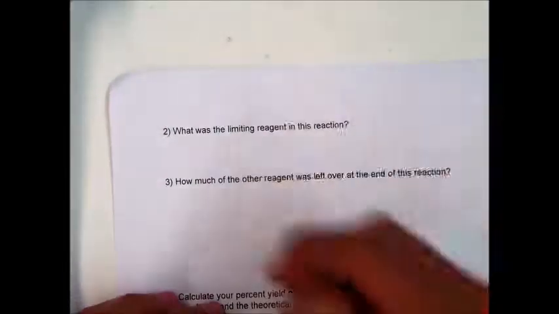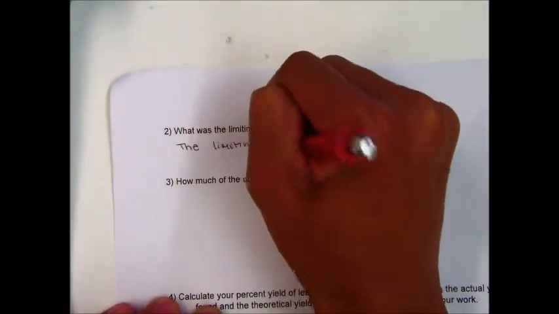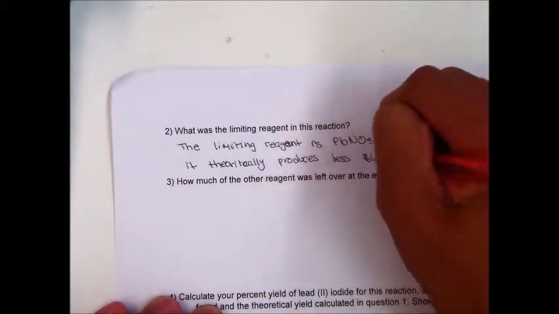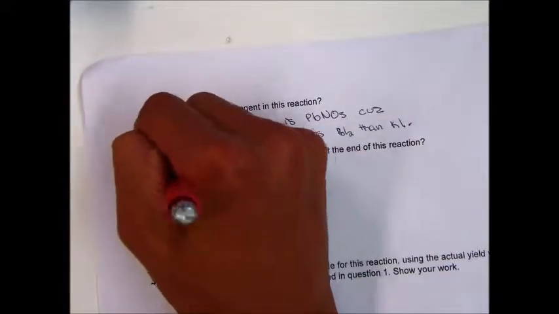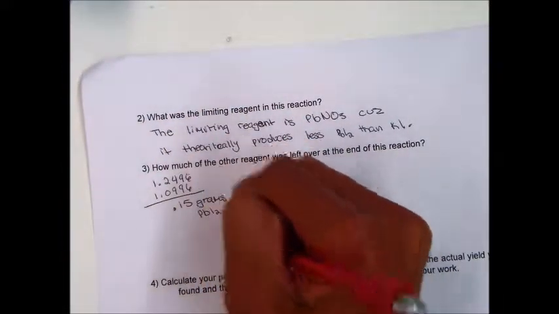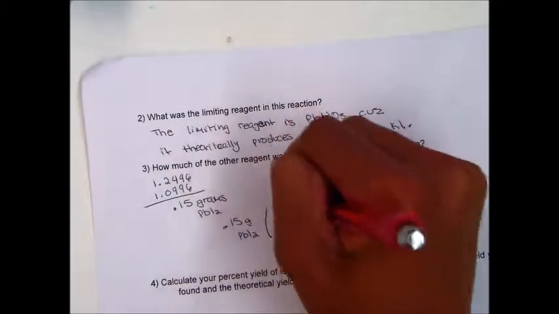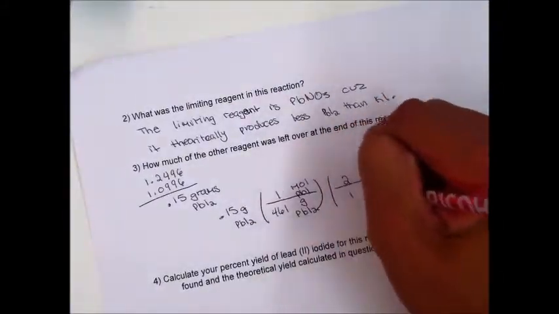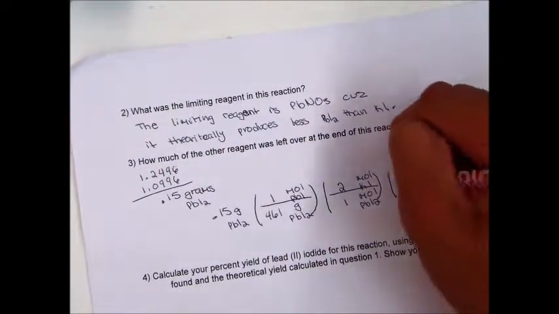Since the Pb(NO3)2 produced the least lead iodide, it is the limiting reagent. In order to find out the amount of the other reagent, we subtract the amount that reagent produced from the amount the limiting reagent produced and solve for the excess reagent using the balanced formula. In this case, it was 0.108 grams of potassium iodide.